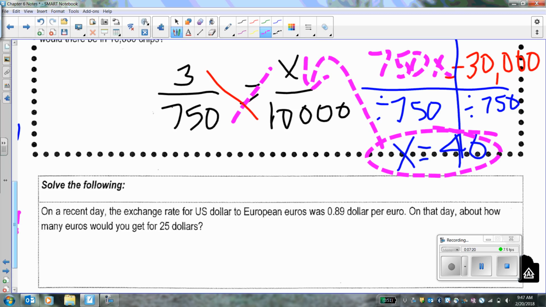You're comparing US dollars to European euros. So it's 0.89 US dollars to 1 euro. And they give you dollars, so you're trying to find euros. All right, you guys try this one, and we'll check it tomorrow. Thanks.